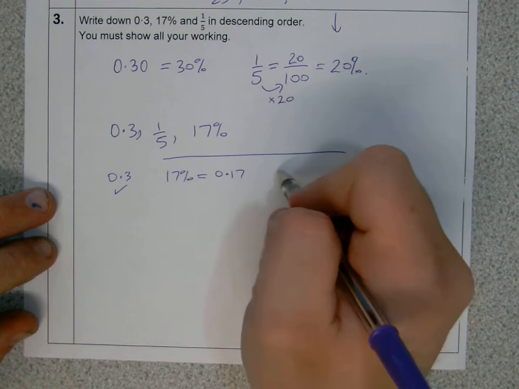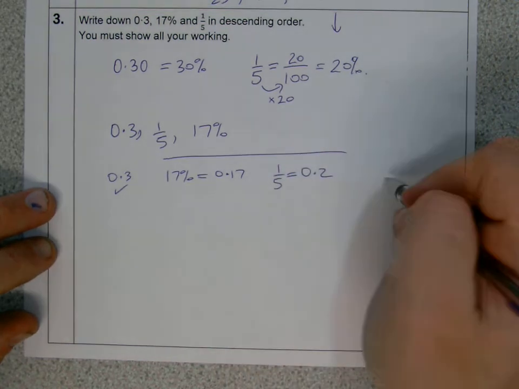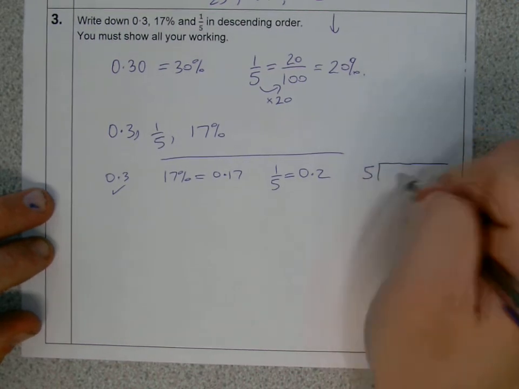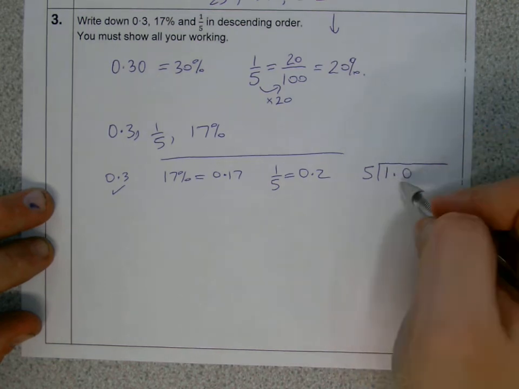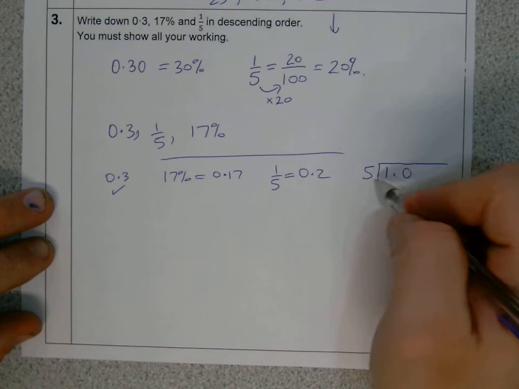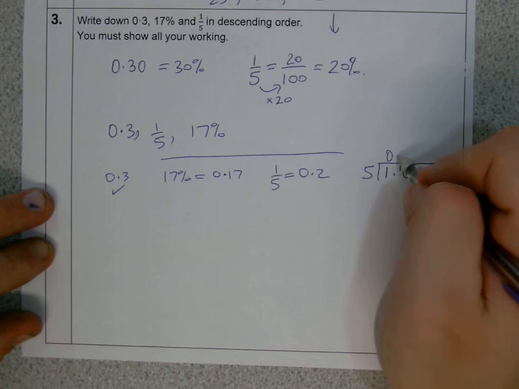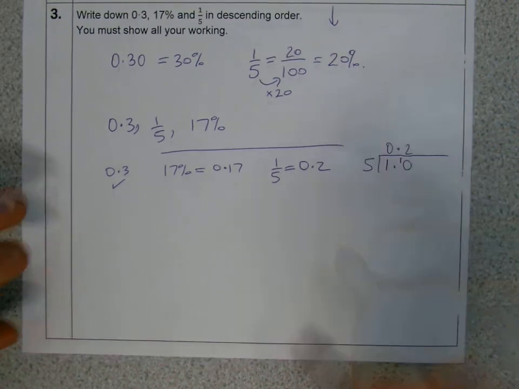So you could just put it down: 1/5 is 0.2. Or if you didn't know that and you wanted to work it out, you could do the bus stop method. So I'm going to put 1.0 there because I know 5 won't go into 1, so put a 0 there. Carry the 1. Decimal point up here as well, and then 5 into 10 goes twice exactly. So that's why it's 0.2.